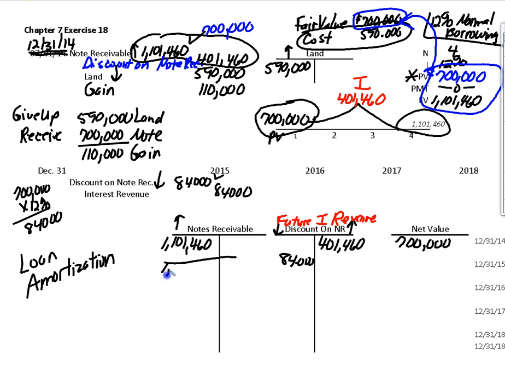That still gives me 1,101,460 in notes receivable. But now the balance in the discount is 317,460. So notes receivable less the discount. Now I have a new balance, 784,000. And those three numbers will go on the 2015 balance sheet. On the income statement, we'd have the $84,000 of interest revenue.